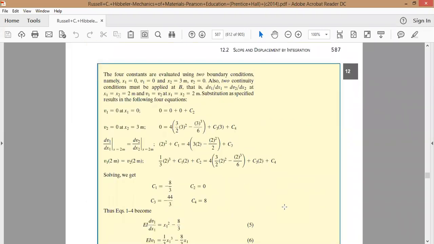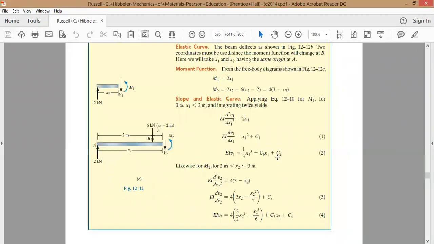See, the boundary conditions are something we need to understand first, how these boundary conditions are given to us. It says the four constants are evaluated using two boundary conditions, namely at x1 equal to 0, nu1 is equal to 0, and at x2 equal to 3, nu2 is equal to 0. That is quite evident from the figure here.